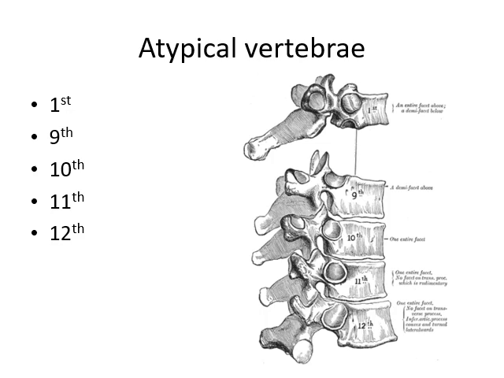Since we talk about typical thoracic vertebrae, that means there are atypical ones, right? Sorry, so the first, 9th, 10th, 11th, and 12th vertebrae are atypical.